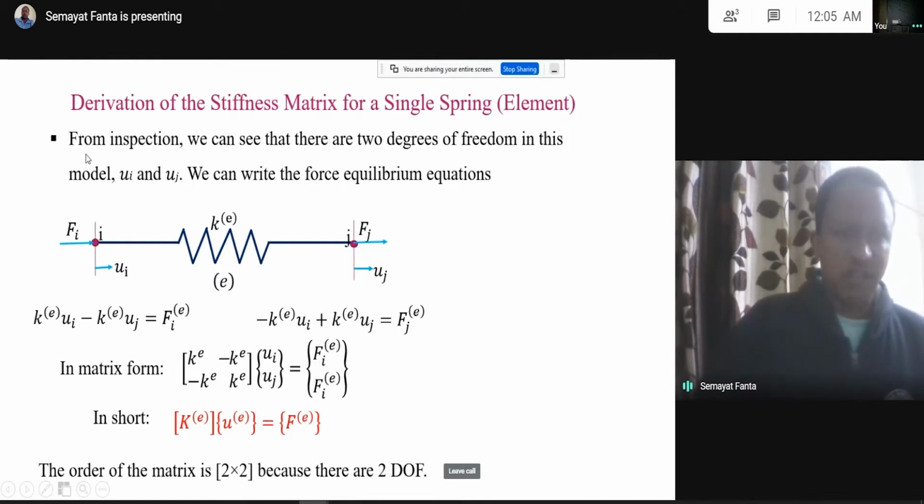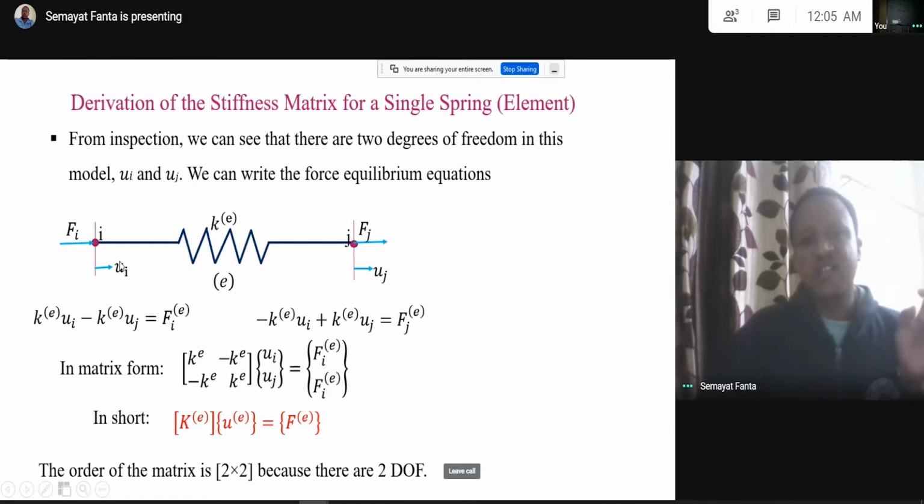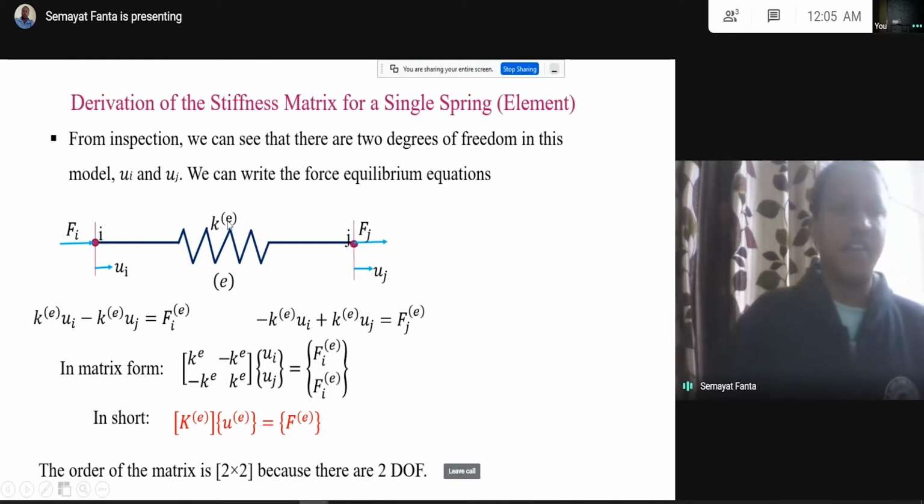So, derivation of the element equations: from inspection, we can see that there are 2 degrees of freedom in this model, Ui and Uj. These are the 2 degrees of freedom for a single member, for the axially loaded member. And the 2 ends are taken as the nodes, and the structure itself is taken as a spring with element stiffness KE. So KE is our particular element. Fi is the force applied at the I node, and Fj is the force applied at the J node.